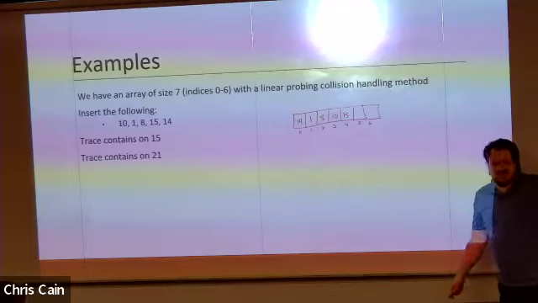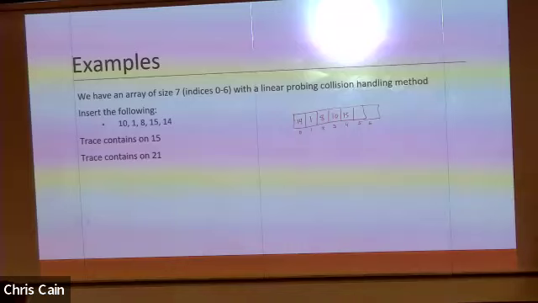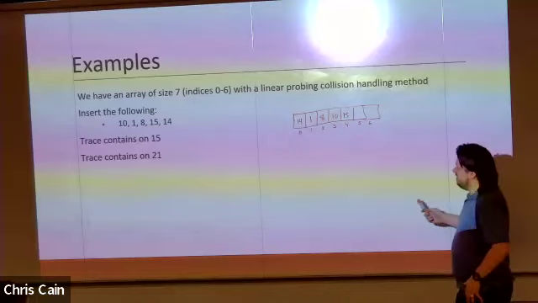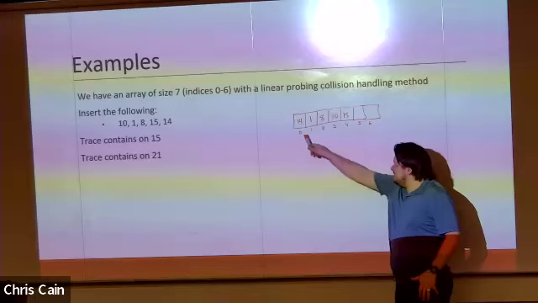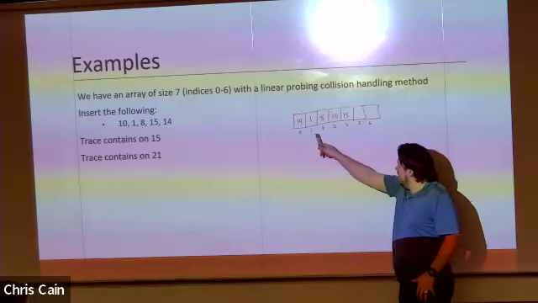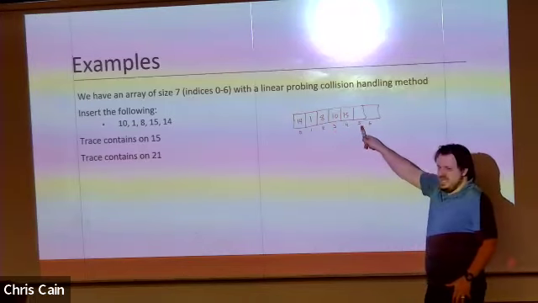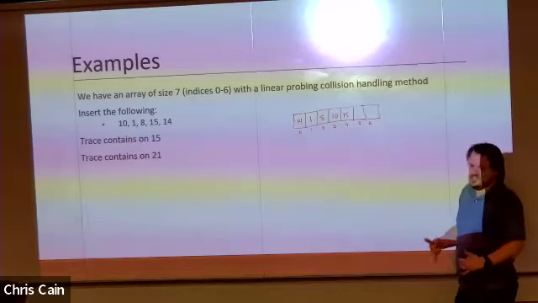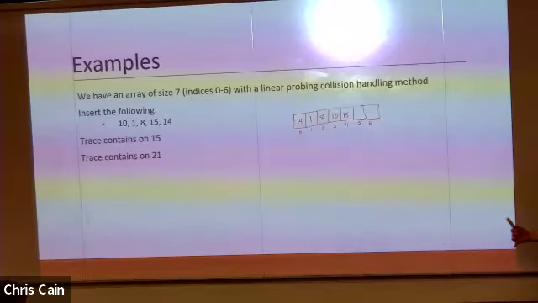Trace contains on 21, something that's not in the array. So we want to return either true or false, whether 21 is in this or not. We would want to hash the 21, get 0. No, no, no, no, no. Now we see this 5, and this 5 does not have a tombstone. So that tells us that it's not on the table, we don't have to look elsewhere.